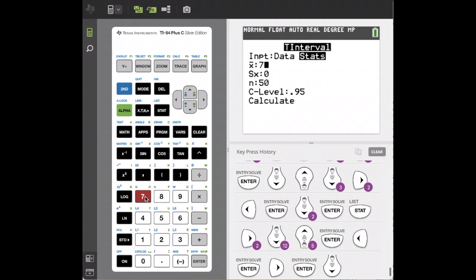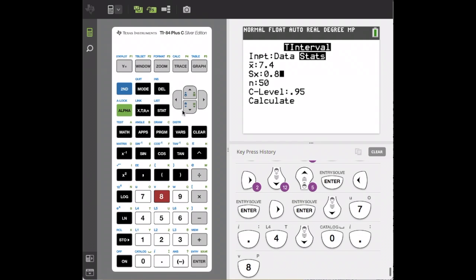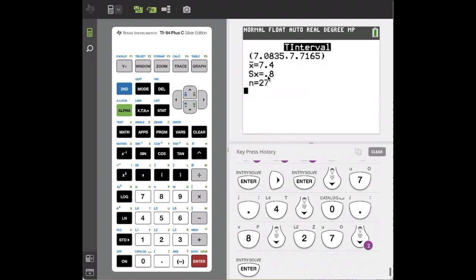So, for instance, let's use the data from how much sleep Honors Stats students are getting. So on average, I think our class average was like 7.4 hours. And if I remember right, our sample standard deviation was 0.8 hours. And I think in total, combined with both classes, we had about 27, if I remember right, was our sample size. So our confidence level is 0.95. I hit enter. So this tells us our 95% confidence interval to estimate the true average amount of sleep in hours that Honors Stats students get, somewhere between about 7.1 and 7.7 hours.